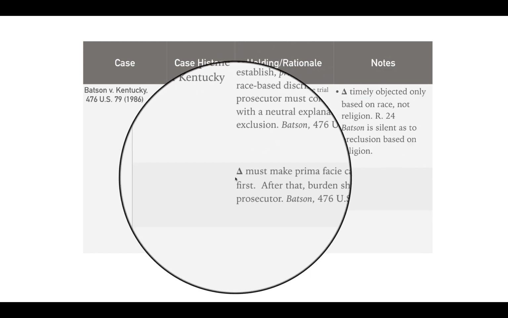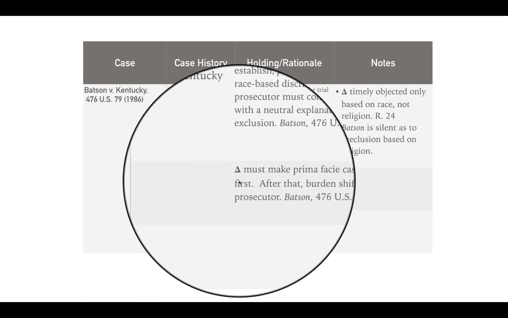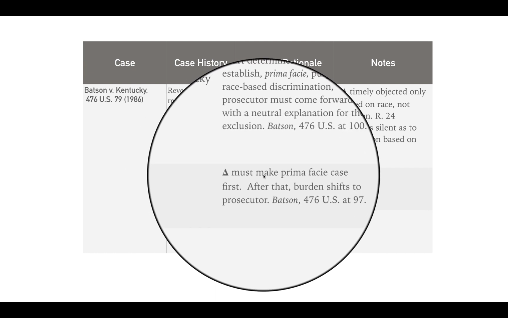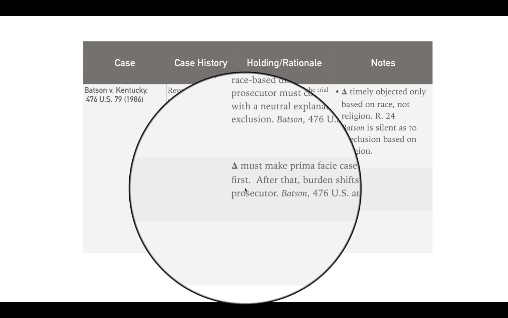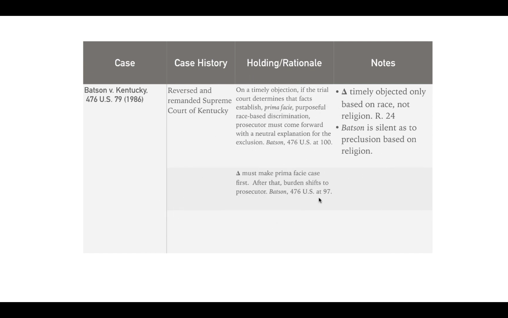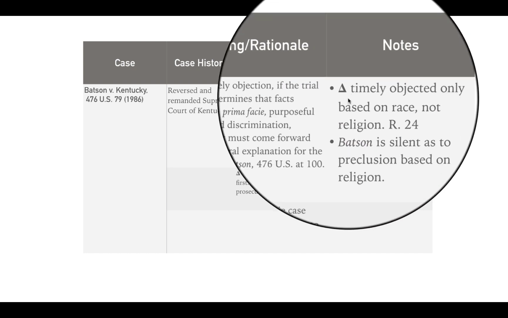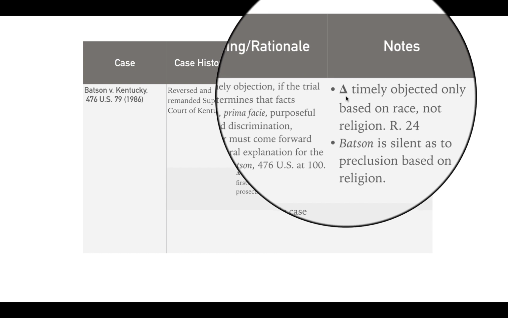I might add another additional point to my chart, so the defendant has to make the prima facie case first, and after that, the burden shifts to the prosecutor. And here's my citation. The next category is important because here you're going to see how this case that you research relates to your assignment. And I'm calling this notes. The student in this assignment might want to note that the defendant timely objected only based on race in this assignment, but did not object based on religion.